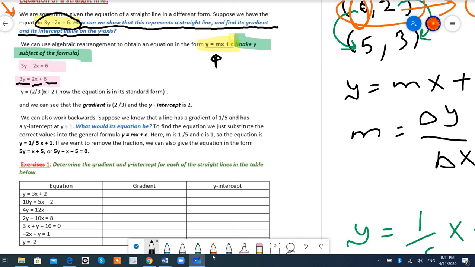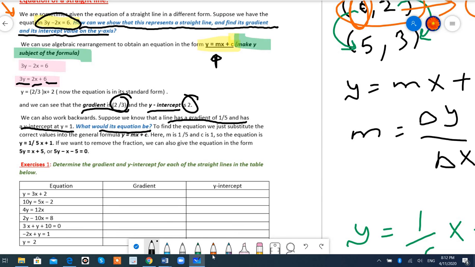Now the equation is in its standard form, and we can see that the gradient is 2/3. The number beside the x is the gradient, and the y-intercept is 2, the constant. We can also work backward. For example, they might say: write the equation of a line that has a gradient of 1/5 and a y-intercept equal to 1. What would its equation be? To find the equation we just substitute the correct values into the general formula.